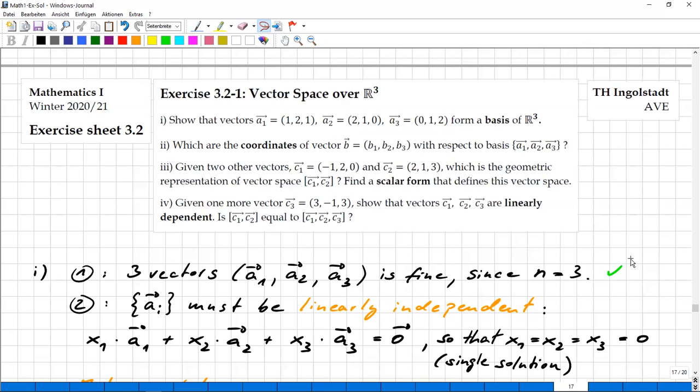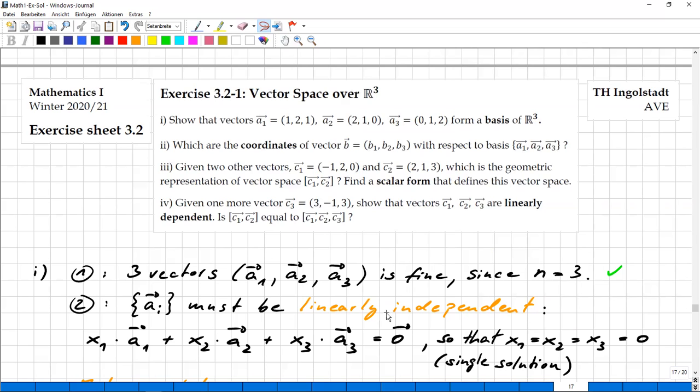That's fine. The second item is more difficult. Now we must show that the set of vectors A, I just wrote the short notation A vector i, a placeholder for 1, 2, 3, so our basis A, if it's valid, they must all be linearly independent.